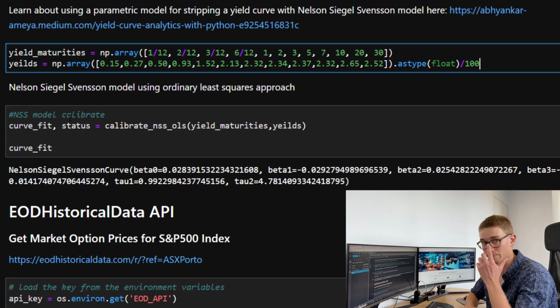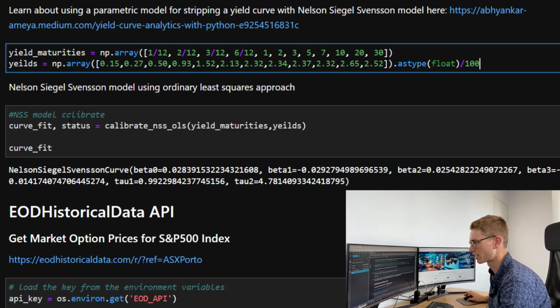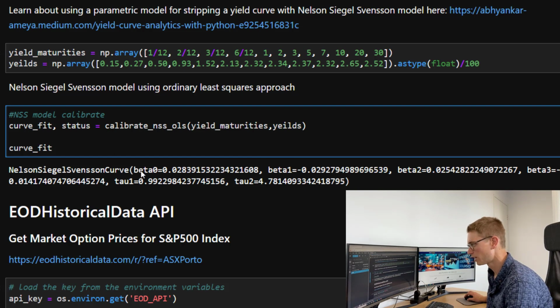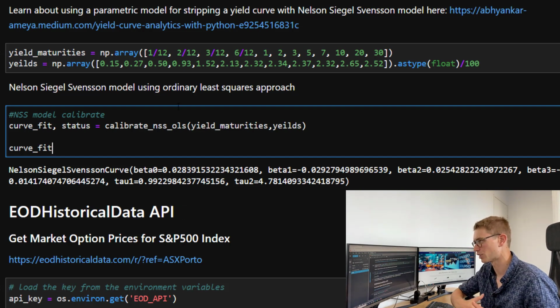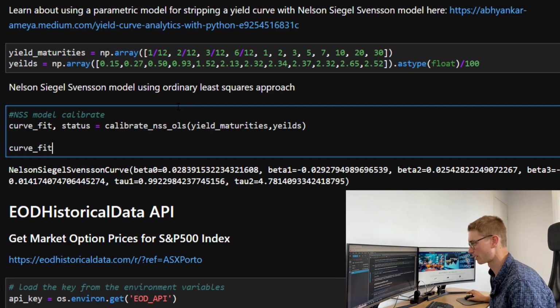Then I'm going to bootstrap my curve. Well, we're going to actually use a parametric approach here, which is the Nelson-Siegel-Svensson model, which is just an ordinary least squares approach. So we're going to fit our curve using calibrate NSS OLS, and we're just going to pass our maturities and yields in there. Then we have our curve fit for this model, and you can see all the parameters that have been parameterized with our real world data. We need this because when we have options at all these different prices, we can easily calculate what the risk-free rate is at all those time horizons.